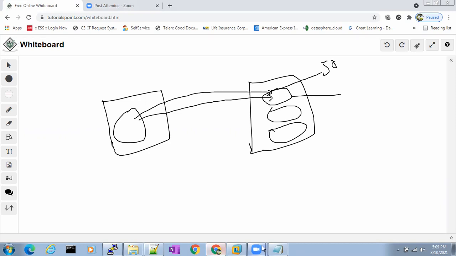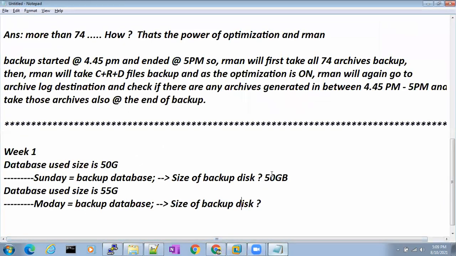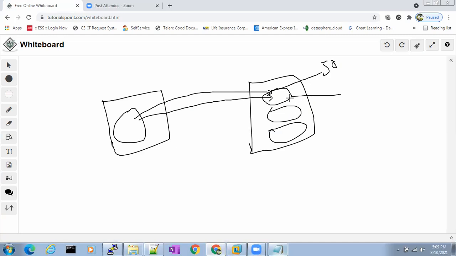What will be the size of Monday's backup? Can anyone tell me? Now you told, right? 55 GB. Correct. It will be 55 GB. Okay. I am asking what will be the size of the disk? What will be the size of this disk? Oh, 105 GB. Yeah, exactly.